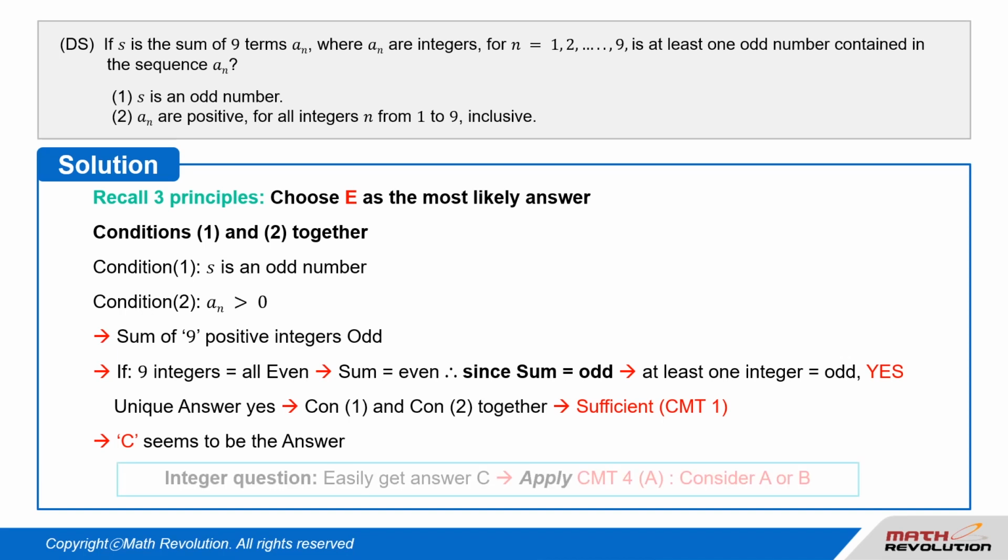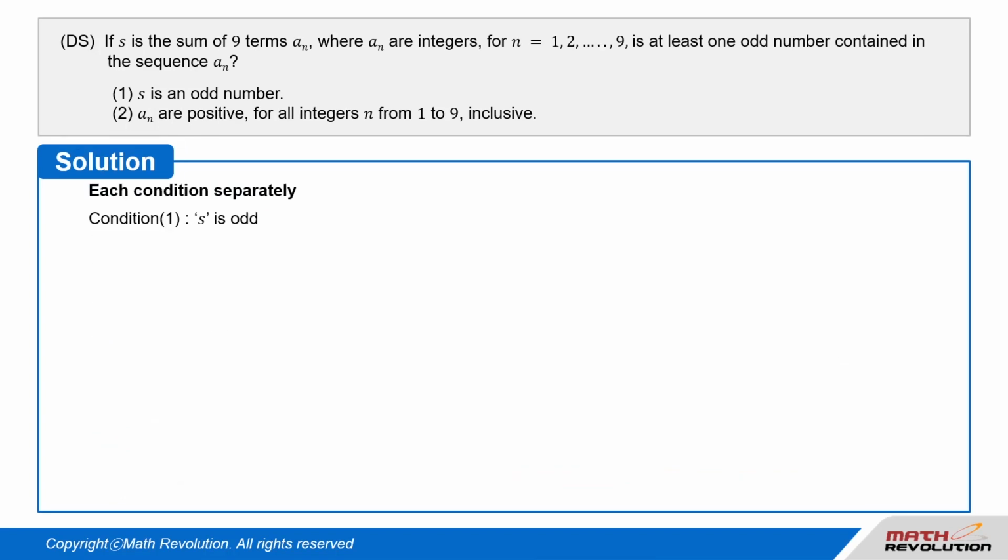However, this is an integer question, and an easy C as an answer requires us to look for CMT 4A. We have to look at the relationship between VA and CMT 4A before finalizing our answer. So, we will have to consider each condition separately. That's right. You should remember how to solve the question like this. This type of question does not appear that often in the actual exam. There are about 4 of these questions per exam, after the 17th question. Let's take a look at each condition separately.